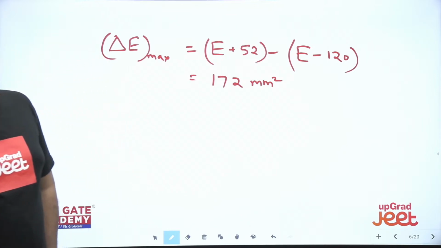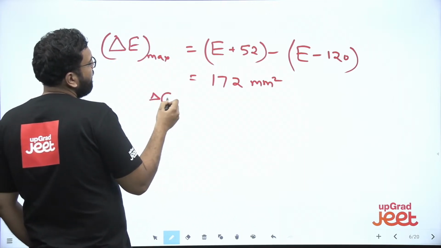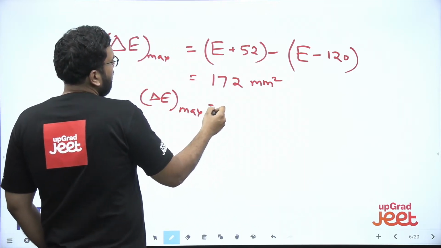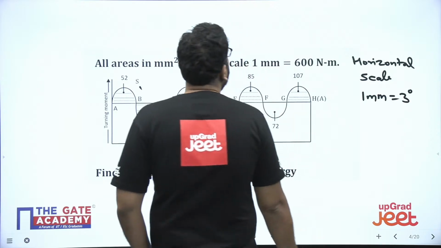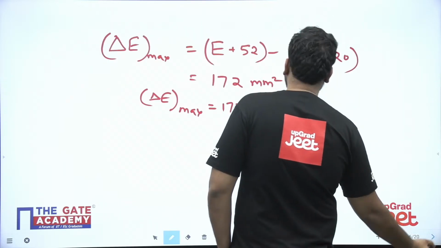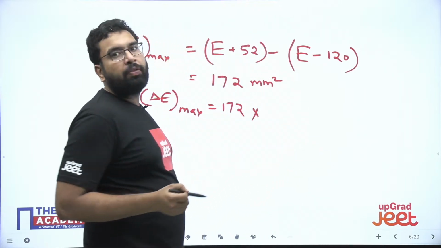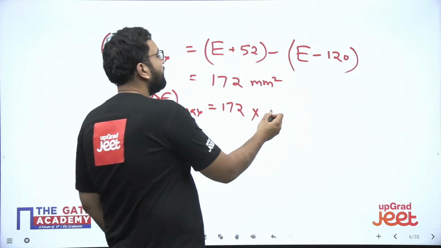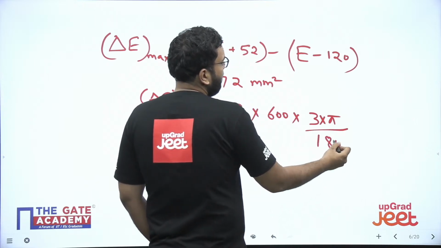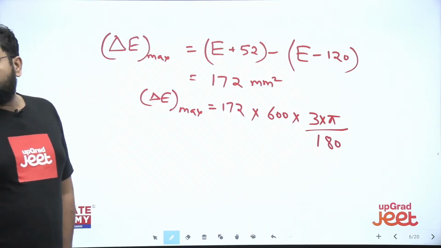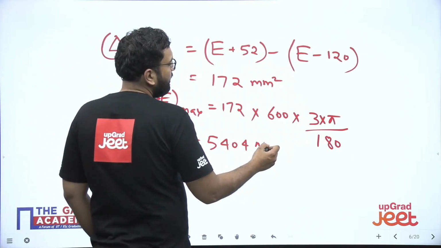Now we have to convert it. What is the general unit of E max? So we have to convert it into Newton meter. Now for that we are given the scale. So this is 600 and 3 degrees. Always remember, when we have to convert, we have to convert the vertical and horizontal one. So that is 600 Newton meter and 3 degrees. So don't forget to change it into radian. When you do it, you will be getting 5404 Newton meter.